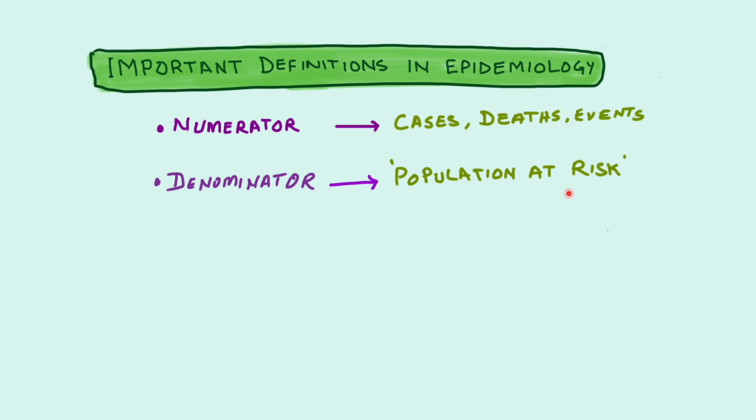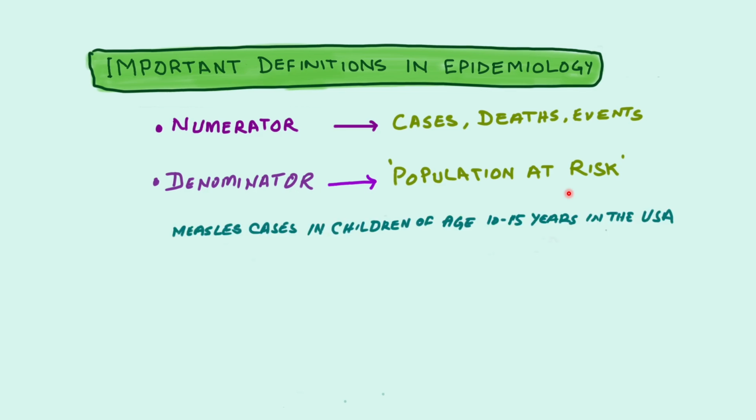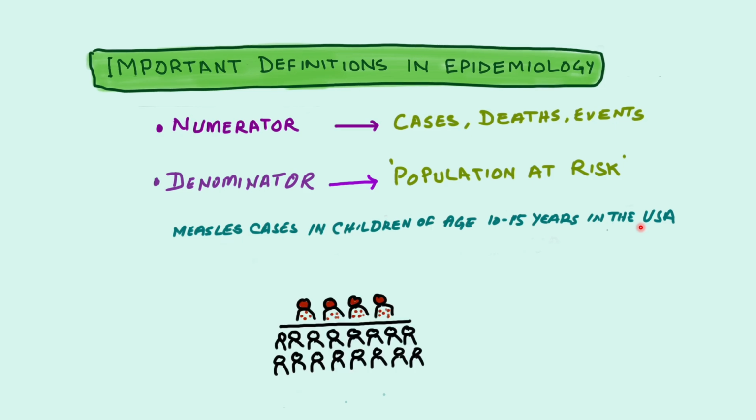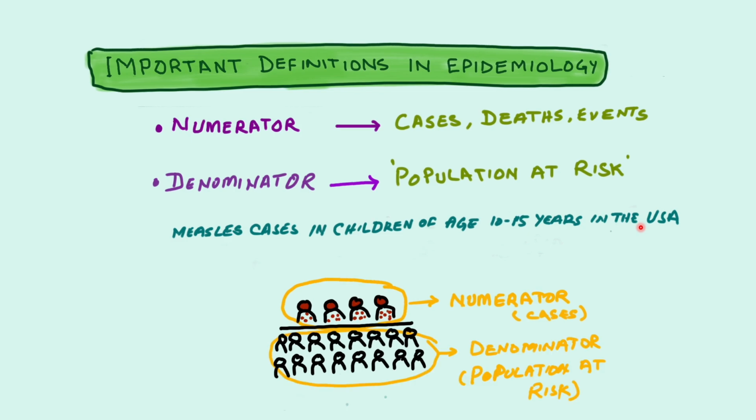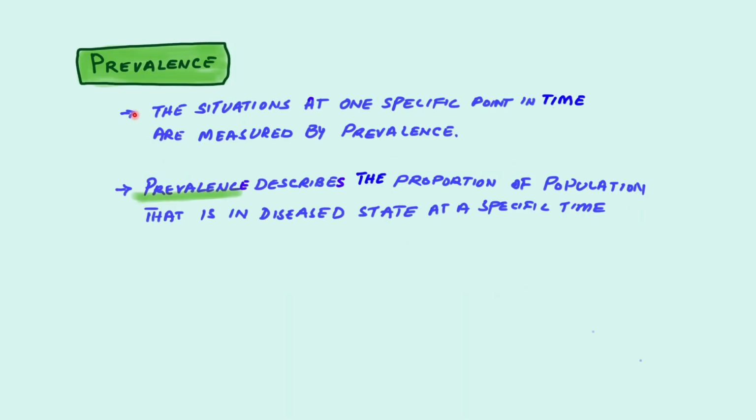For example, consider measles cases among children aged 10 to 15 years in the USA. In this example, the children who have measles represent the cases or the numerator, while the total population of children aged 10 to 15 years in the USA represents the denominator. Now let's move on to our main topic, prevalence and incidence. First, we will discuss prevalence.